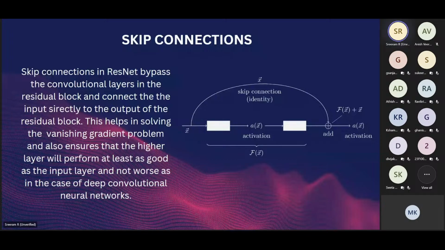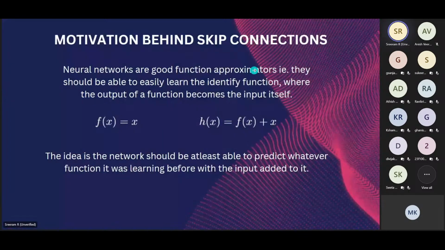So what was the motivation behind skip connection? Now the skip connection seems interesting. Okay, you are adding the input to the output of the residual block. Now, how did this idea even pop up, right? Neural networks are good function approximators, right? So they should be able to easily learn the identity function. What is the identity function? That is f of x equals x. Now this is something which neural networks can learn easily.